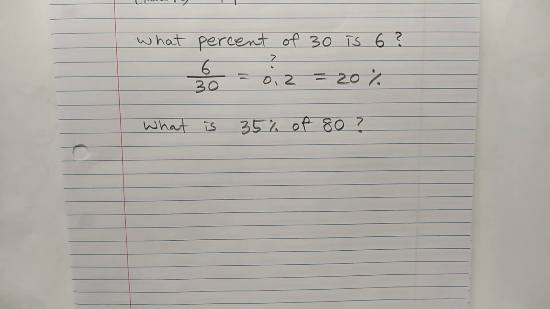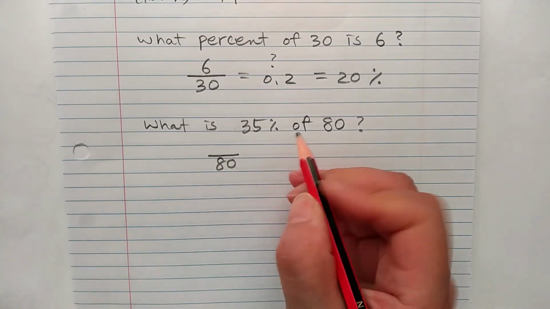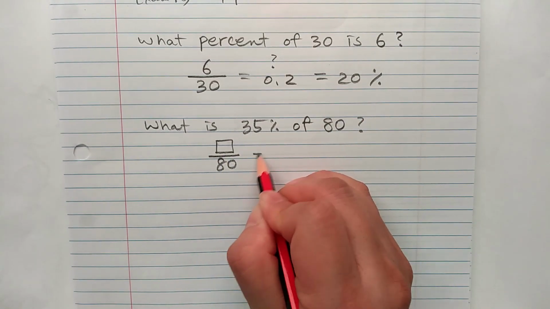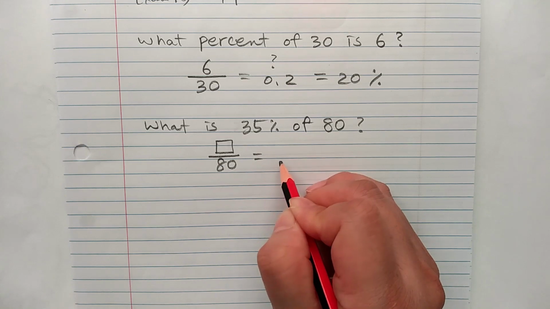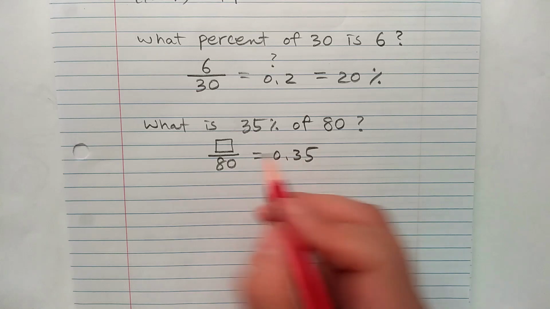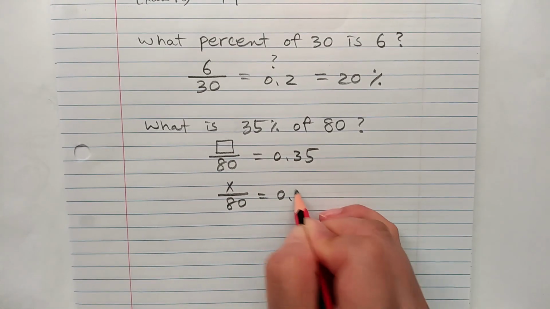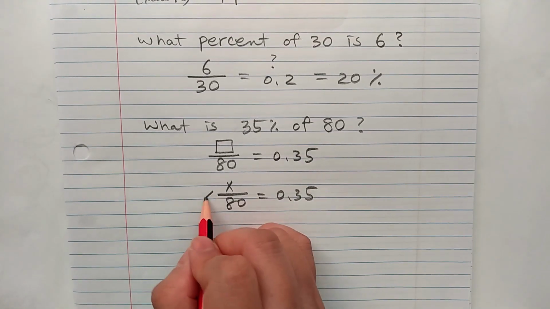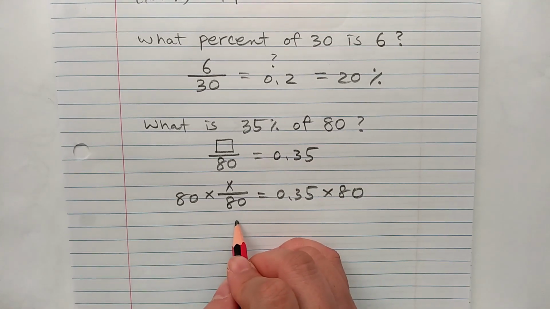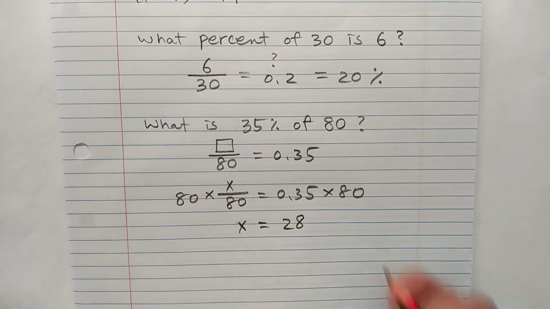What is 35% of 80? So 80 is the total, and we want to know this number, and that is equal to 35%. So convert that to a decimal, that is 0.35. Set that as an x over 80 is 0.35. Multiply each side by 80. Then x is equal to 28.